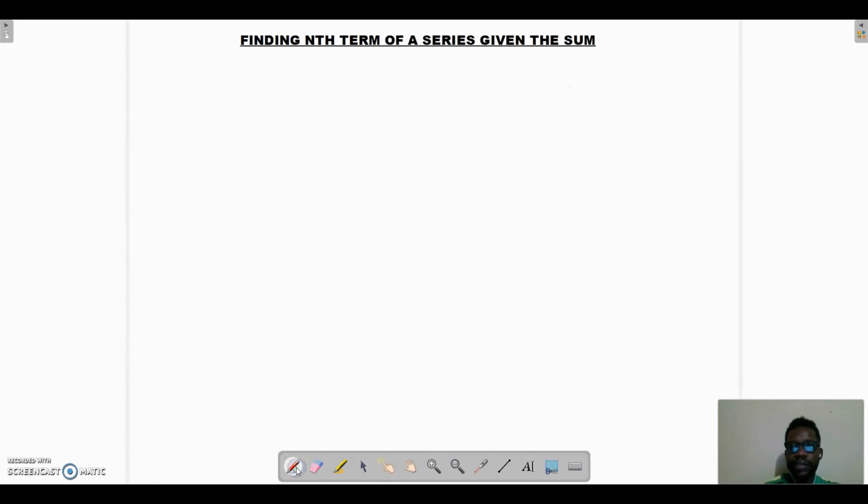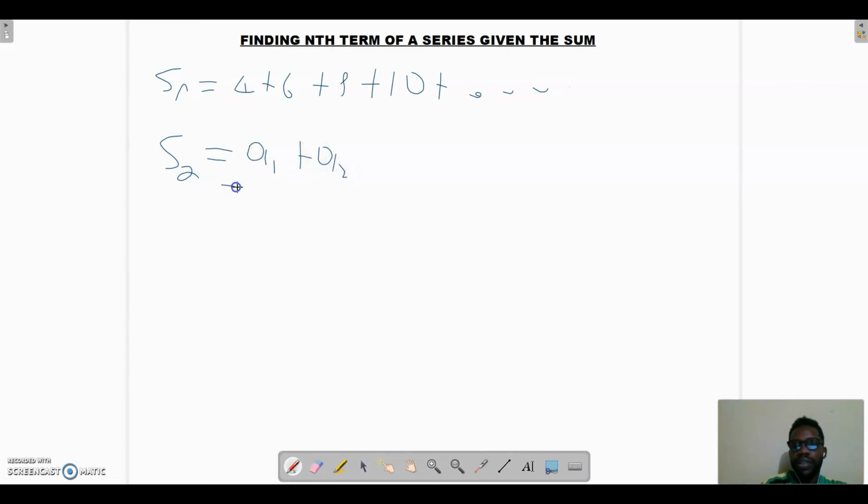Alright, now let us look at how we find the nth term of a series given a sum. Let me start with a simple series. Let us say we have Sn equal 4 plus 6 plus 8 plus 10, and this goes on and on and on. If I want the sum of the first two terms, it would be the first term, a1, plus a2, which in this case would be 4 plus 6, which is going to give me 10.